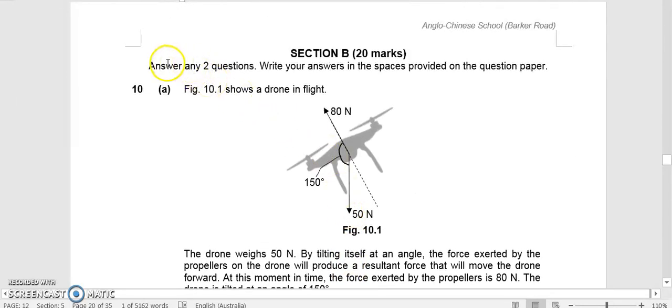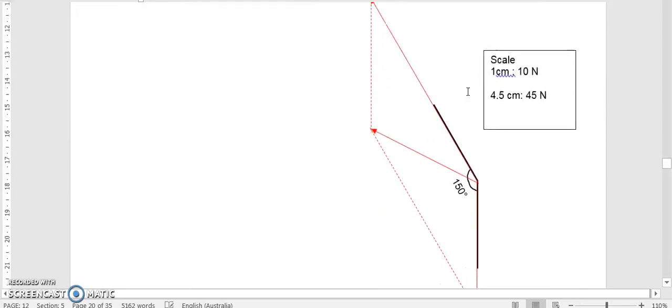Okay, just got to know. I think we mentioned this before. Answer 2 questions only. If you answer all 3, you only mark the first 2. So over here, I've told you so many times, a couple of you don't draw the line. You gotta draw it out.